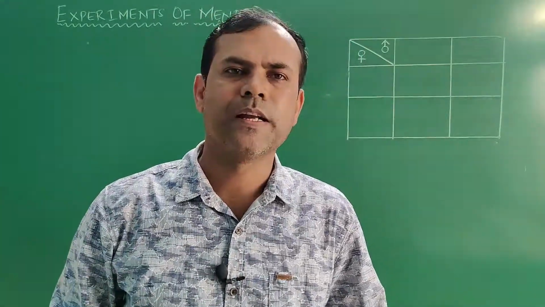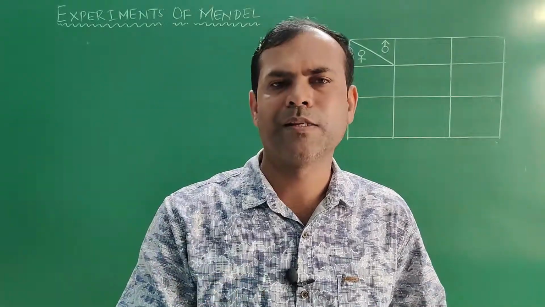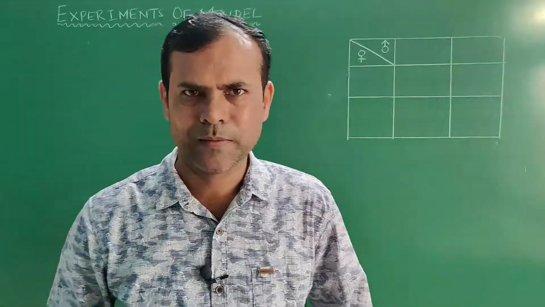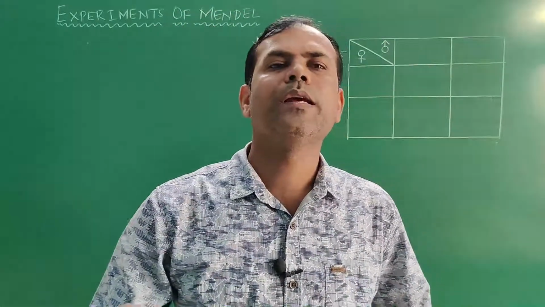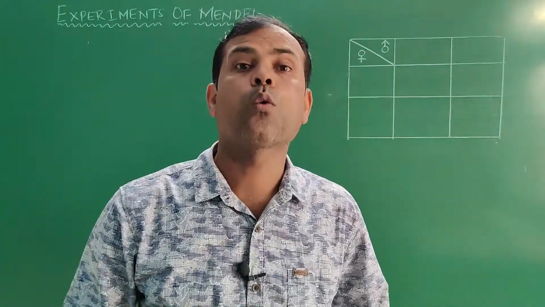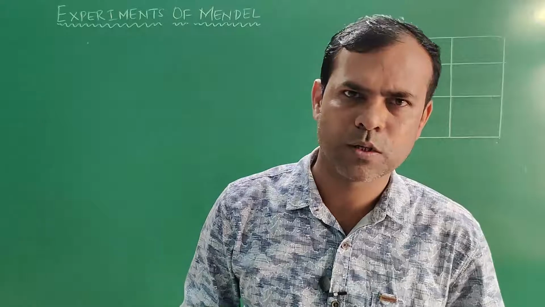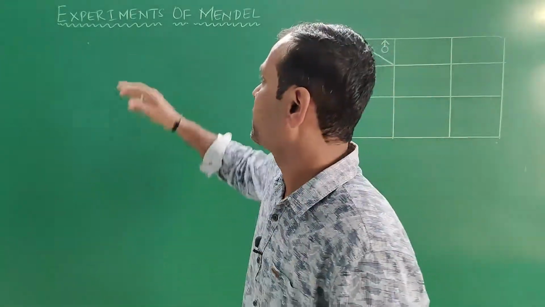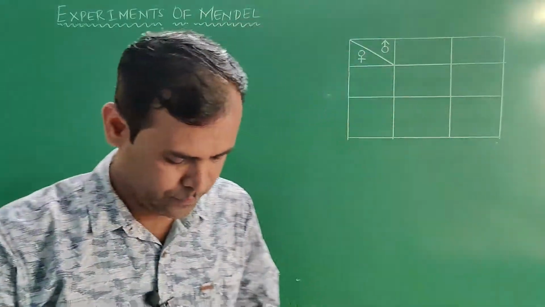In the last class we studied Mendel's hybridization experiments. By using the same technique, he conducted two types of experiments. One is monohybrid cross or one gene inheritance, and second one is dihybrid cross or two gene inheritance. So in this class we are studying the same experiments conducted by Mendel.